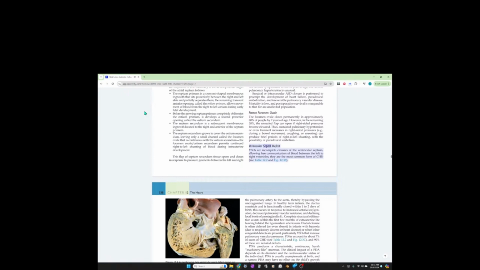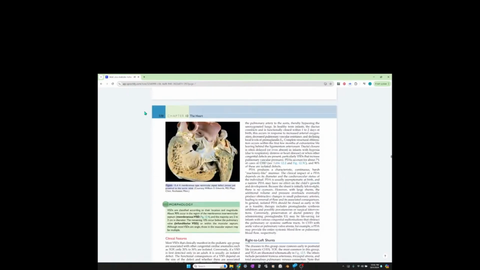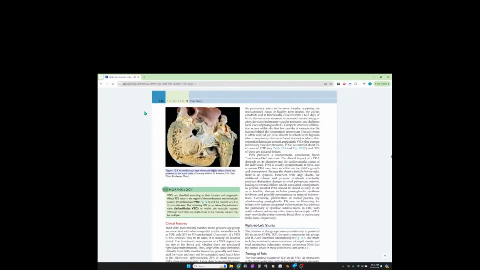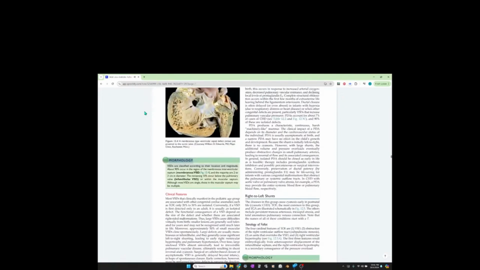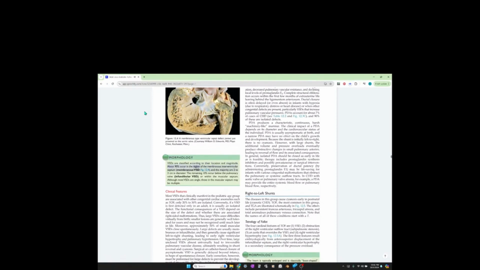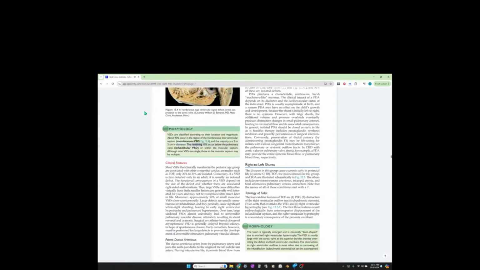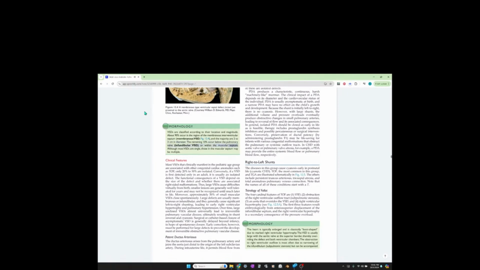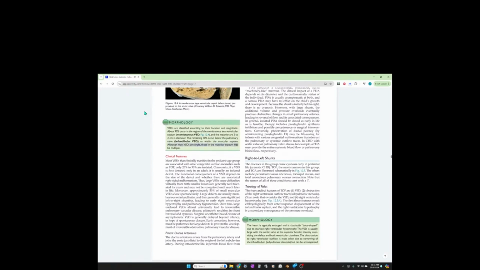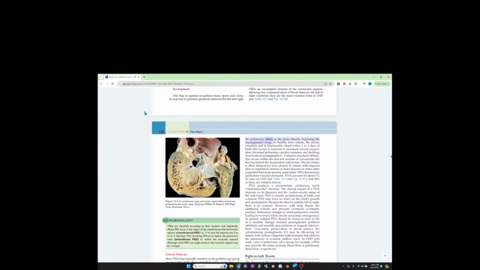Ventricular septal defect. VSDs are incomplete closures of the ventricular septum, allowing free communication of blood between the left and right ventricles. They are the most common form of CHD. Figure 12.4: a membranous type ventricular septal defect just proximal to the aortic valve. Morphology: VSDs are classified according to their location and magnitude. About 90% occur in the region of the membranous interventricular septum, and the majority are 2 to 3 cm in diameter. The remaining 10% occur below the pulmonary valve or within the muscular septum. Although most VSDs are single, those in the muscular septum may be multiple. The pulmonary artery to the aorta, thereby bypassing the unoxygenated lungs.